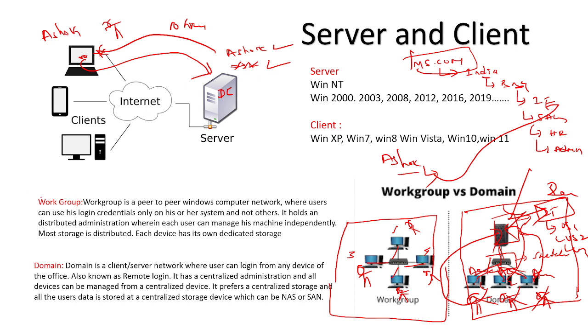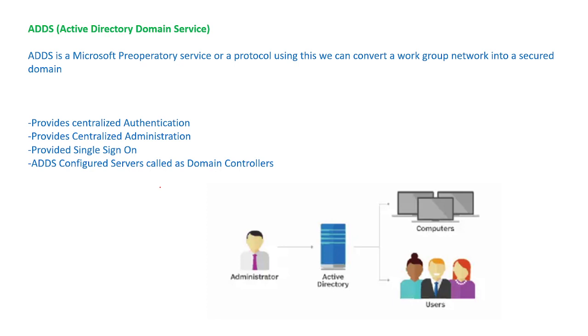So that is the difference between a workgroup and the domain environment. Now let us move on to the next slide. Now we will try to understand what Active Directory means. I told you that you can convert an unsecured workgroup environment into a secure domain environment by using Active Directory Domain Services. So what other benefits will Active Directory Domain Services give us? Active Directory is a Microsoft proprietary service, owned by Microsoft, and we also call it an identity and access management tool.